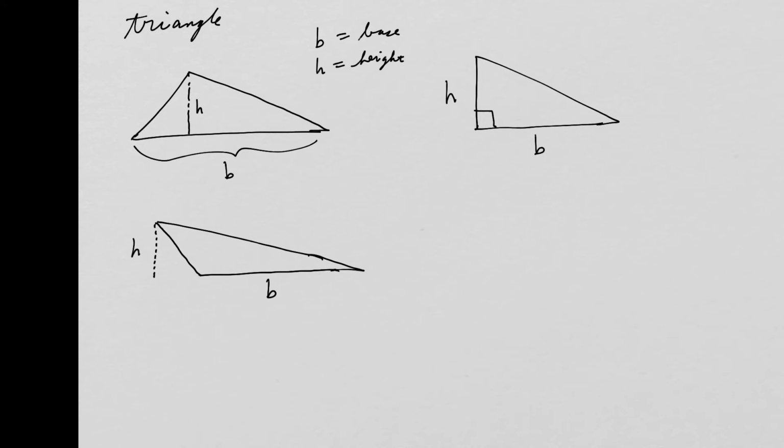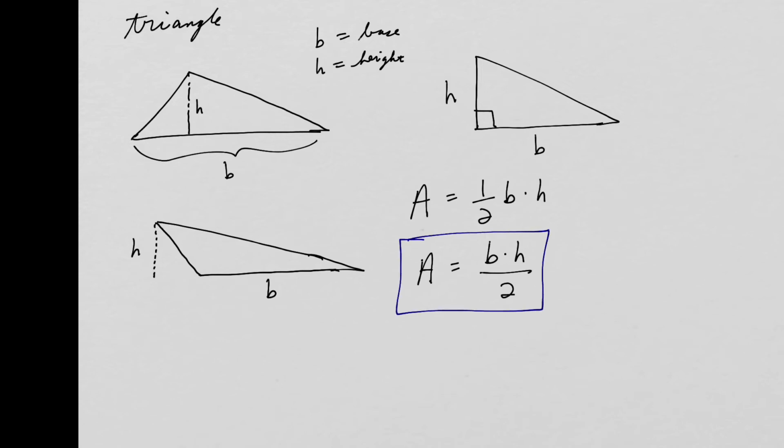Okay, in all these cases, the formula for the area of the triangle is area equals 1/2 the base times the height. So 1/2 base times height. Or some people will just write it like this: if I multiply those out, I get base times height over 2. That's the other way of saying it. So that's the area of a triangle.